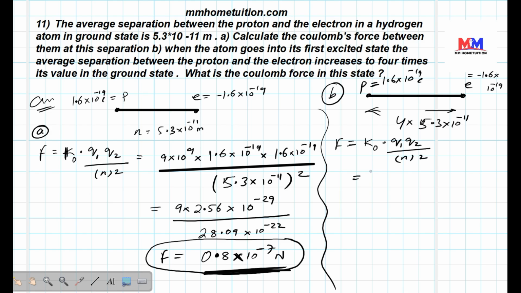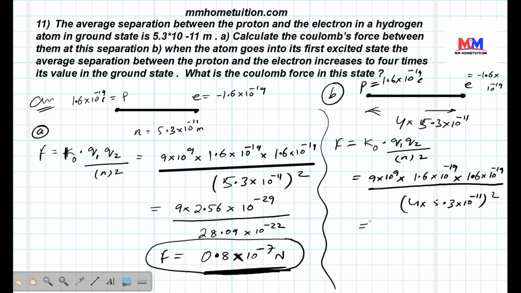So force equals K naught, which is 9 into 10 to the power 9. Q1 is 1.6 into 10 to the power minus 19, Q2 is 1.6 into 10 to the power minus 19, divided by R square. R is 4 into 5.3 into 10 to the power minus 11, whole square. So that equals 9 into 2.56, that is 23.04 into 10 to the power minus 29.